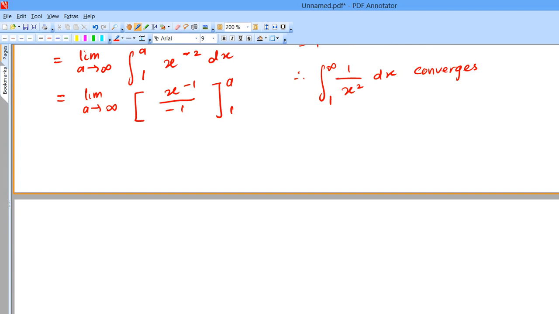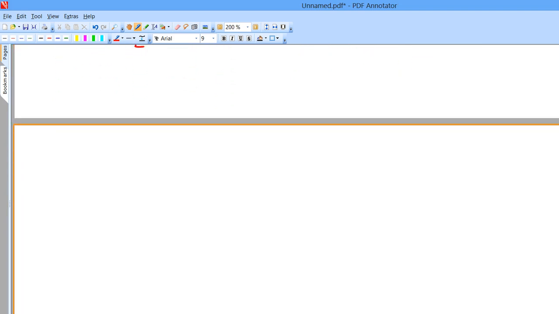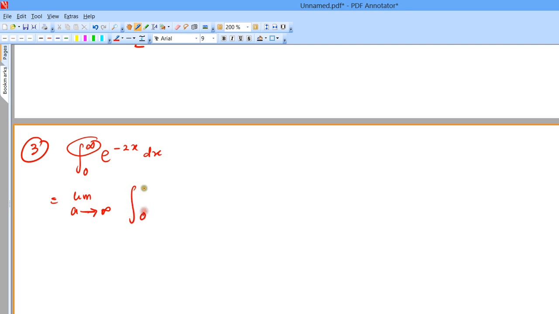Okay, next we move to the third example. If we have the integral of e to the power of negative 2x dx from 0 to infinity, we have an infinite interval at the upper limit. So it equals the limit as a approaches infinity of the integral from 0 to a of e to the power of negative 2x dx.